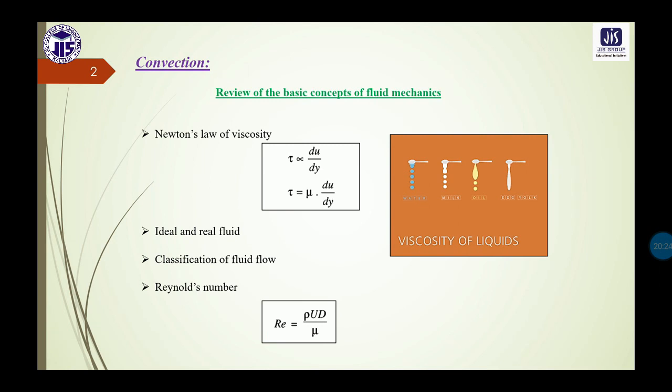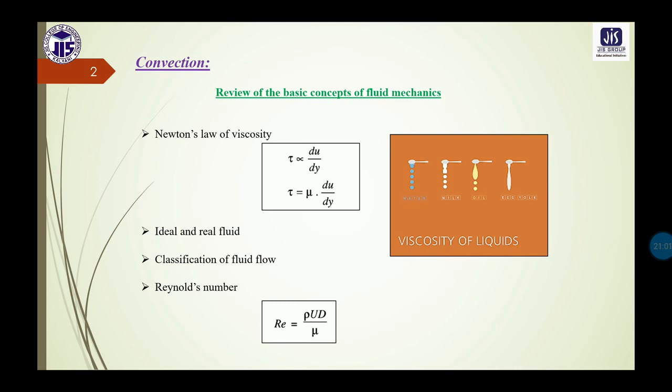So till now we have discussed in brief the difference between laminar and turbulent flow. Next, there is another important classification of fluid flow, that is compressible and incompressible flow. So what is this compressible and incompressible flow? In case of incompressible flow, the density of the fluid remains constant when the pressure changes.